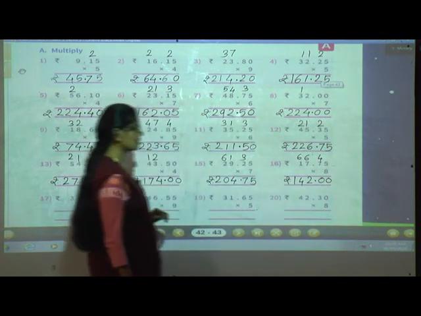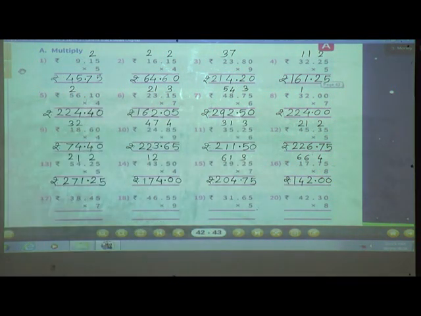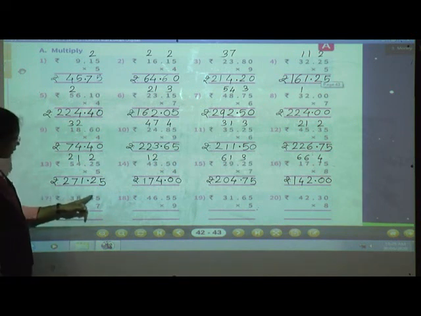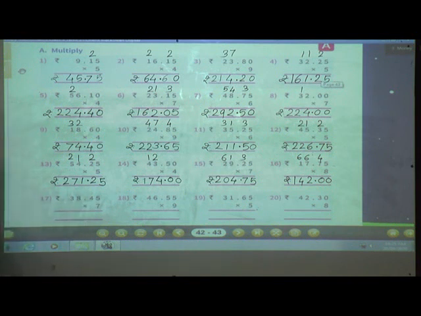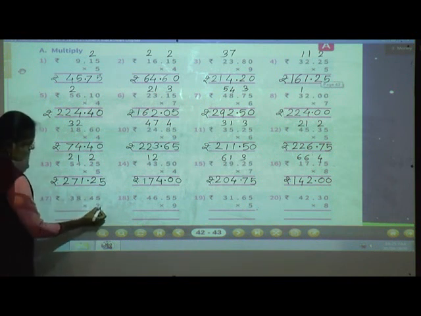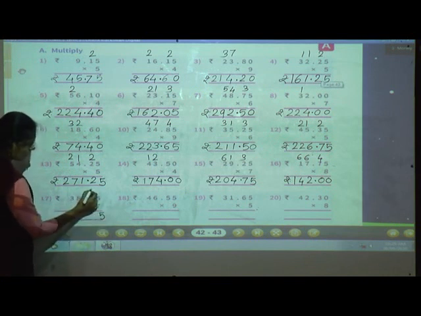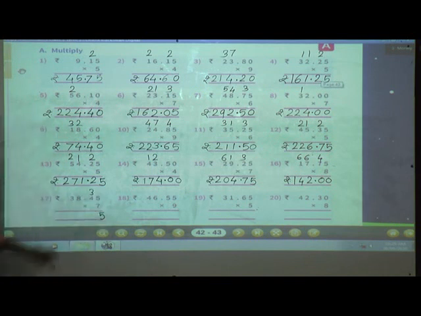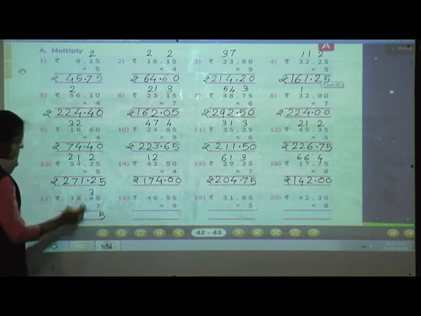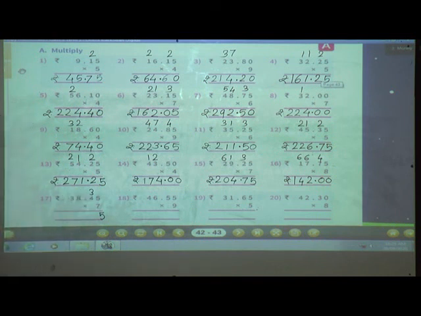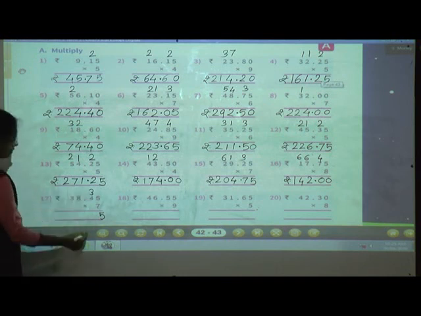So what is the answer? Rupees 142. What is the answer? Rupees 142. Okay. Now see the next example, that is rupees 38.45 into 7. 7 into 5. 7 5s are 35. So write here 35 and 3 as a carry. Then 7 into 4. 7 4s are 28. 28 plus 3, 31.